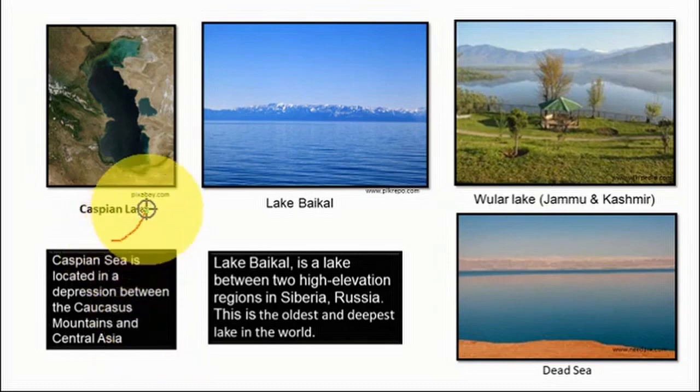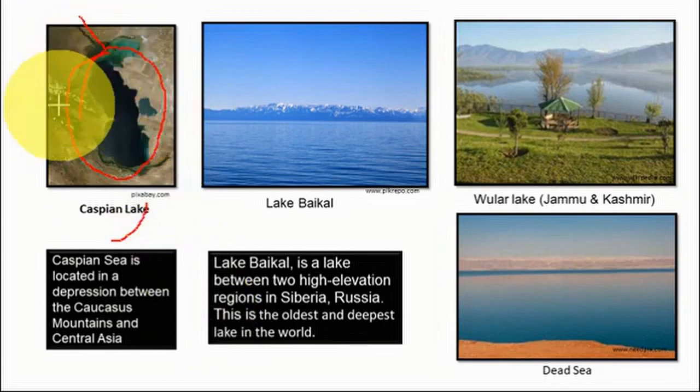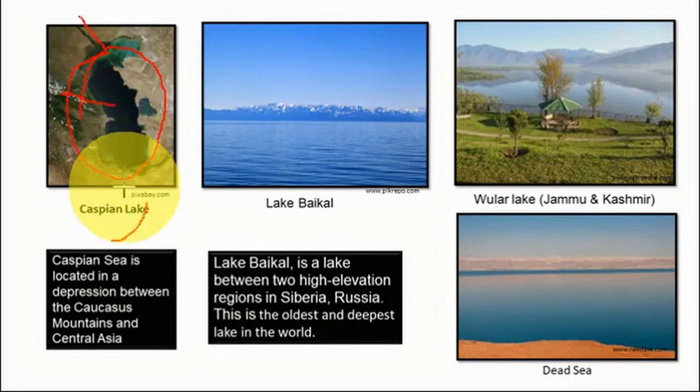The Caspian Sea is endorheic, meaning it has no natural outlets. You can see this is totally enclosed. More than 130 rivers flow into the Caspian Sea. So the rivers are the only source of water of the Caspian Sea, but there is no outlet, so it is called an endorheic lake.